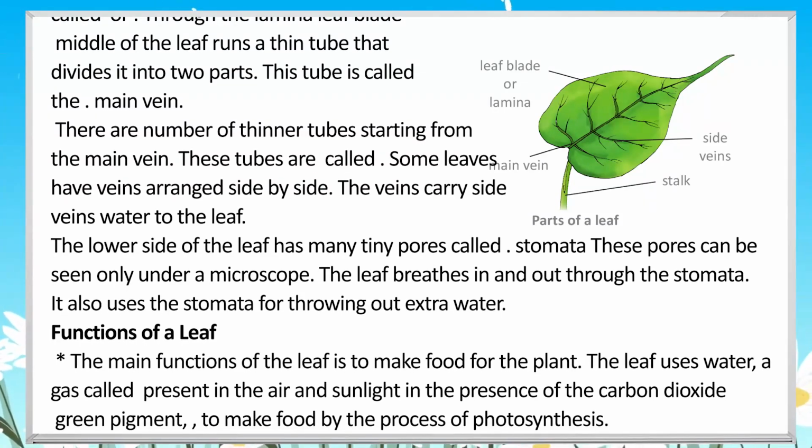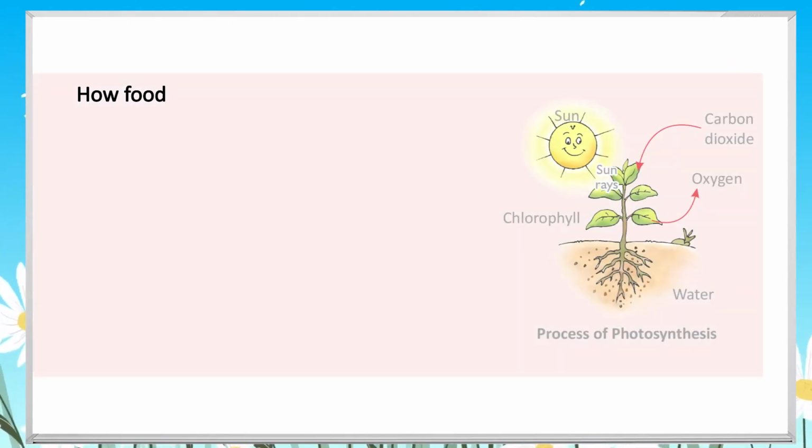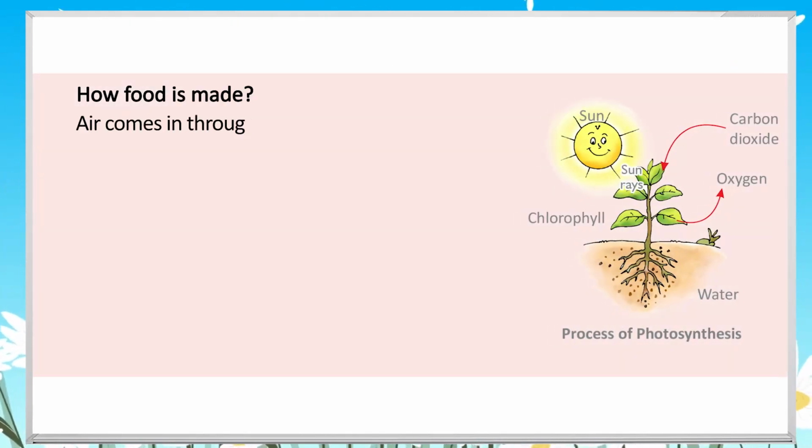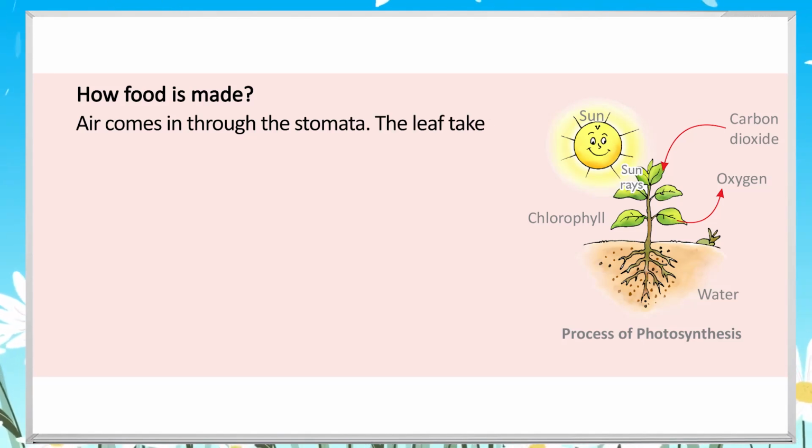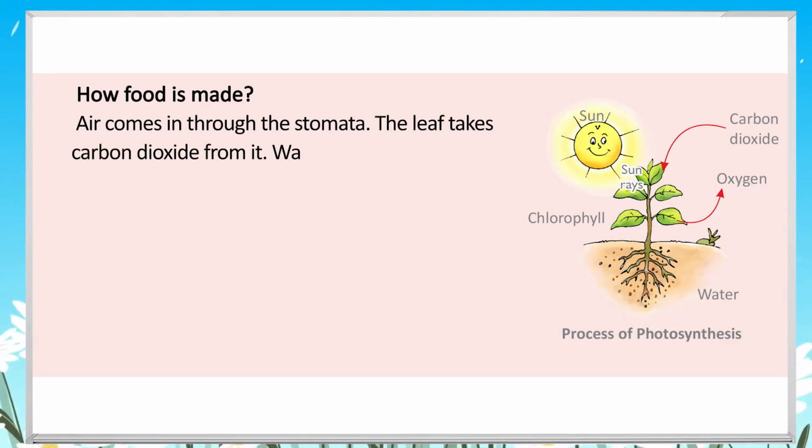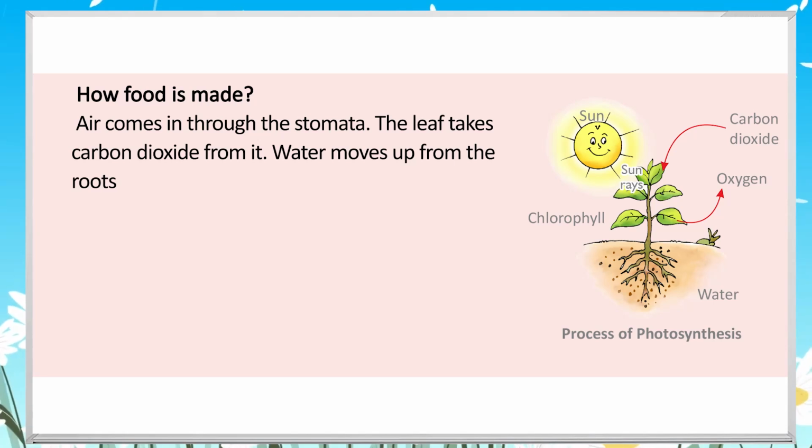Functions of a leaf. The main function of the leaf is to make food for the plant. The leaf uses water, a gas called carbon dioxide present in the air, and sunlight in the presence of the green pigment, chlorophyll, to make food by the process of photosynthesis. How food is made? Process of photosynthesis: water, chlorophyll, oxygen, carbon dioxide. Air comes in through the stomata.